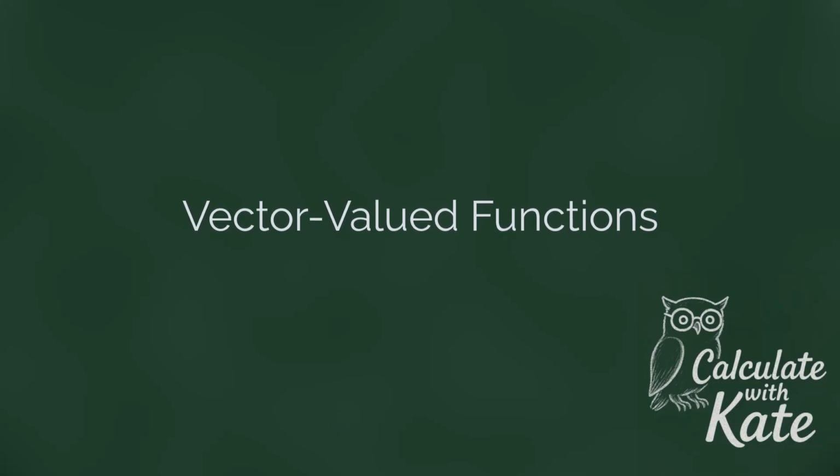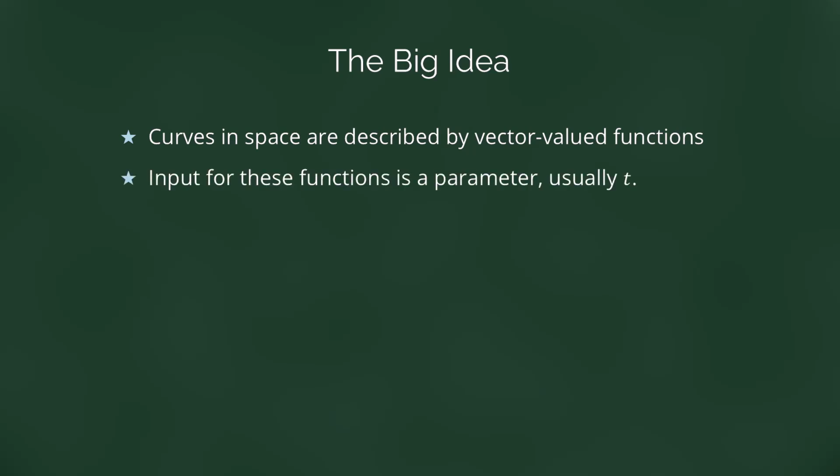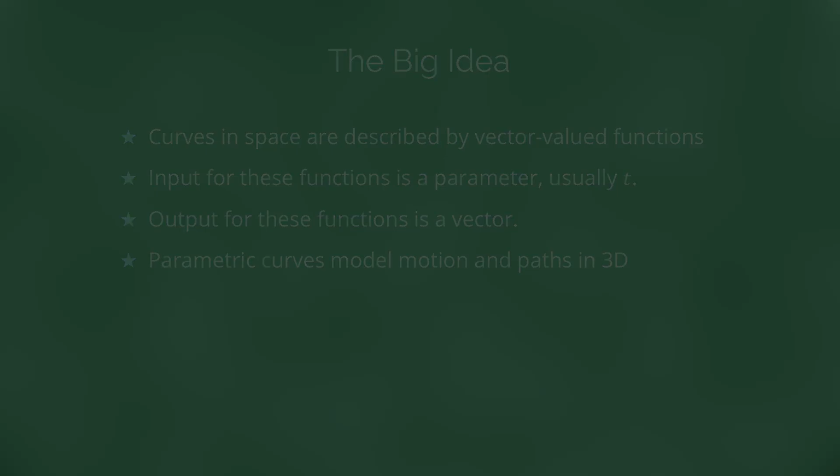Now that we have the fundamentals of vectors behind us, we're going to take a look at vector-valued functions. We can describe curves in three-dimensional space using vector-valued functions. We're going to use a parameter like t, which typically represents time, as our inputs for these functions. The outputs are going to be vectors. When we consider these vector outputs, we're able to examine things like the motion along a path in three-dimensional space.